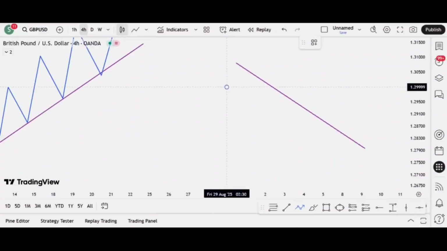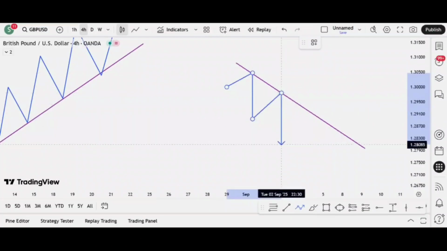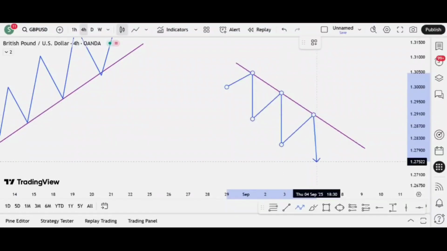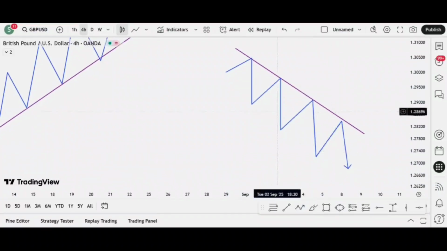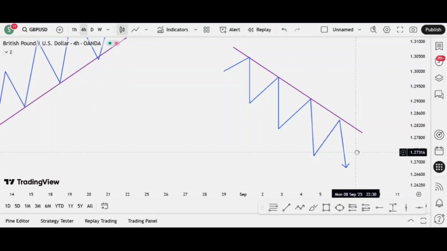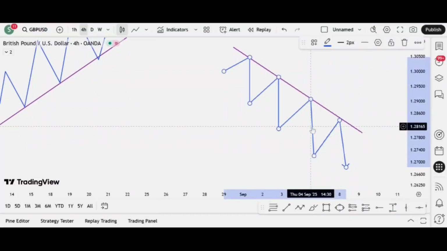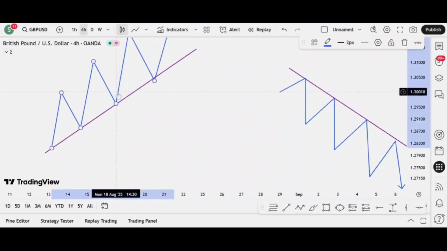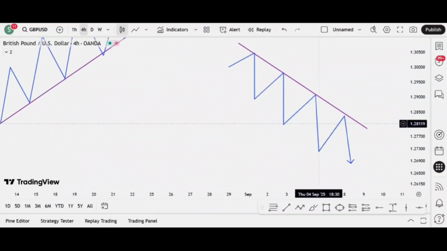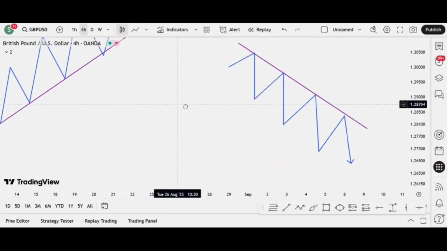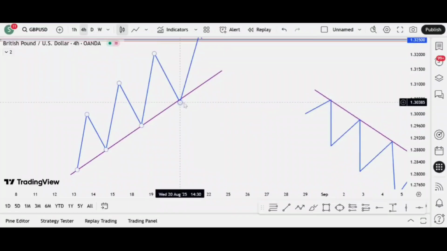Price keeps moving to make lower high, lower low, lower high, lower low, lower high, lower low, lower high, then going to the lower low. So this is a structure for downtrend. Okay. So we also see this is our bearish structure and this is our bullish structure. And it is also called M pattern for downtrend and here W pattern for uptrend.